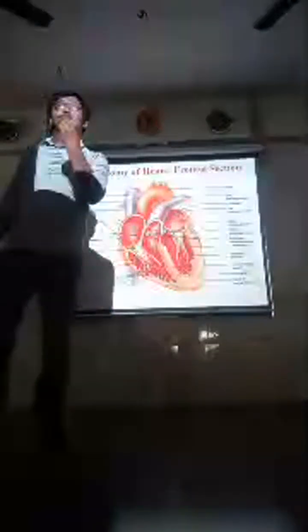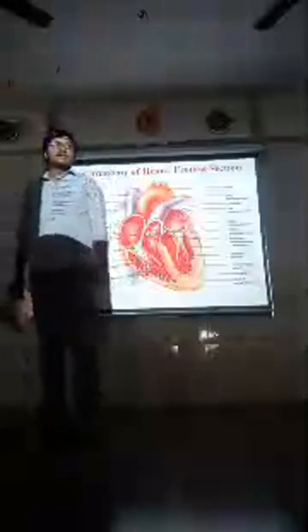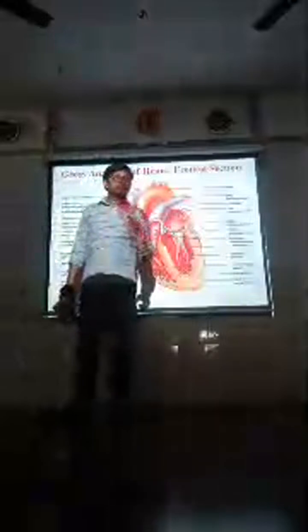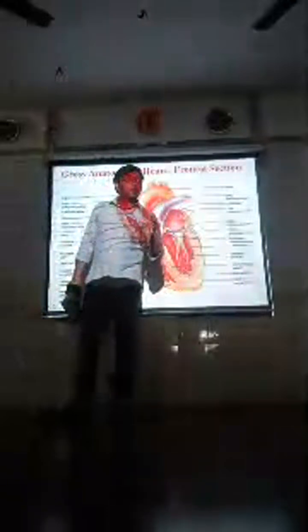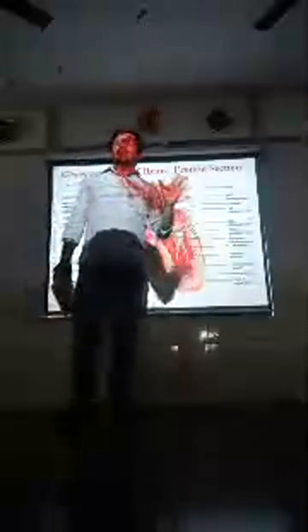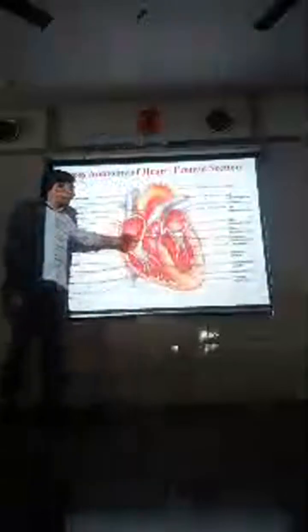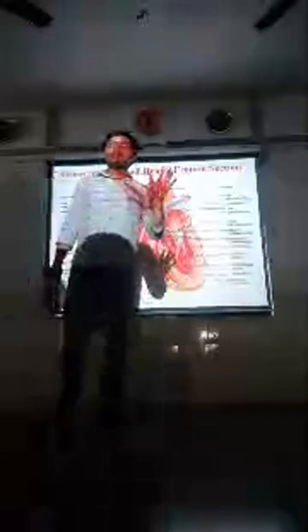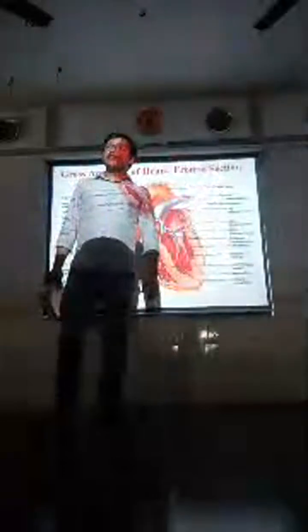Now, what is this coronary sinus? It brings deoxygenated blood from the heart. Am I clear? Yes, sir. Now from the right atrium, where is the blood going? It is going to the right ventricle. From the right ventricle, where is the blood going? It is going to the lungs.